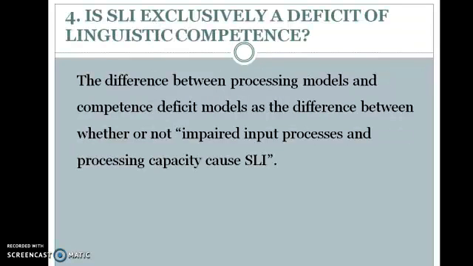Okay, next, the fourth question is, is SLI exclusively a deficit of linguistic competence? Well, according to Van der Lely and Christian in 2000, the difference between processing models and competence deficit models is whether or not impaired input processing and processing capacity cause SLI. Within a competence deficit model, any negative effects that stem from SLI should be restricted to the linguistic domain, and basic cognitive capacity, such as working memory, should remain within the normal range.